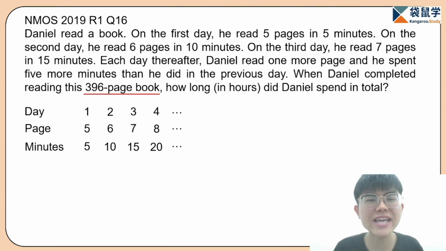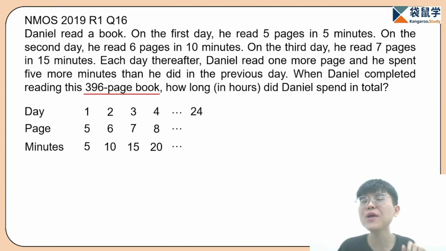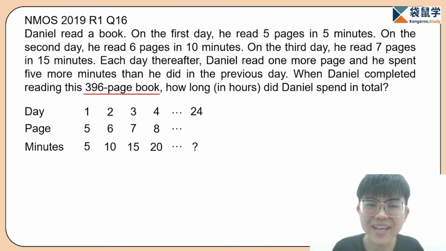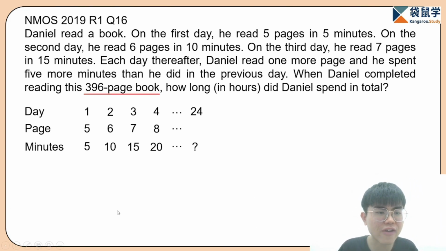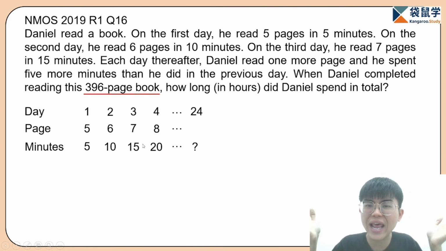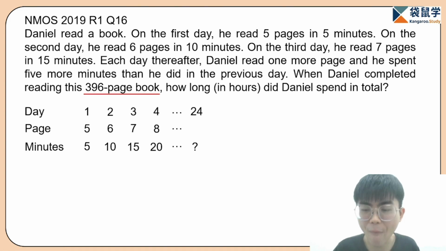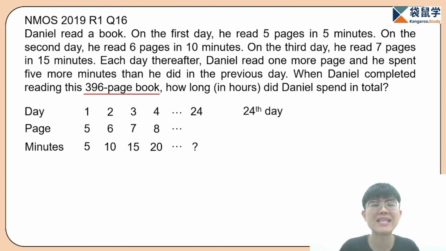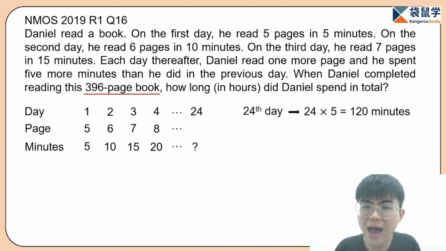Now that we have found that the last day is 24, how do we find the minutes spent? Let's try to observe it. You can see that the first day it is 5 minutes, the second day it is 10 minutes, the third day it is 15 minutes. Can you see any relationship here? The minutes is actually just the day multiplied by 5. So let's calculate the minutes on the 24th day. We just have to use 24 multiplied by 5 and we'll get 120 minutes.